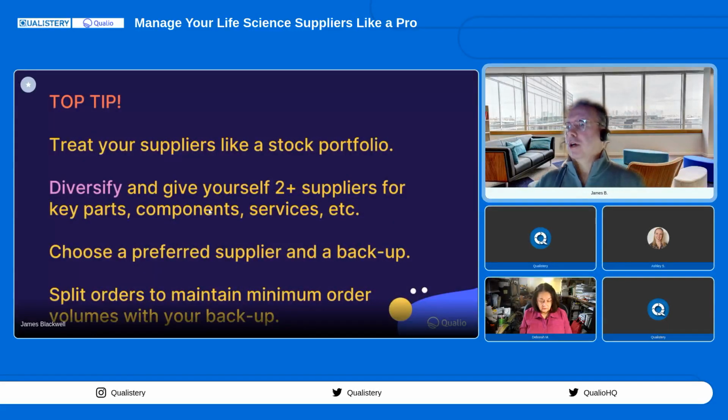So we'd like to just talk about some top tips. And, when we're saying treat your suppliers like a stock portfolio, it's about risk, right? So know where your high risk stocks are and which ones you want to monitor very closely. Diversify when you can. Certainly, it's a rule of thumb for critical suppliers to have 2+ suppliers. Typically, most organizations won't seriously look at that until they have an approved product. Then they'll start to go in and look at that redundancy.